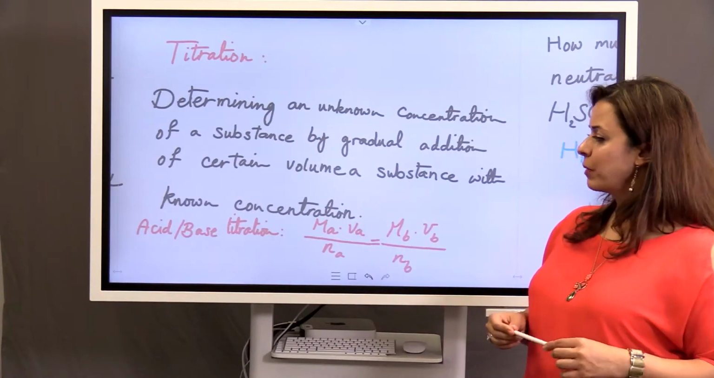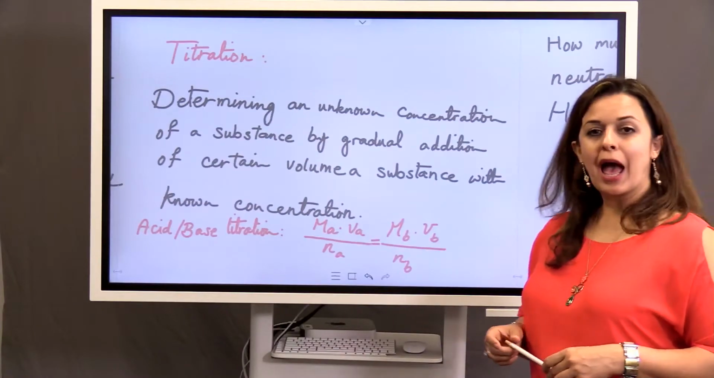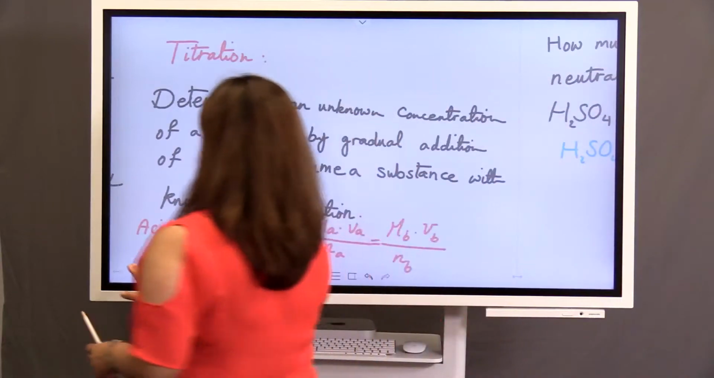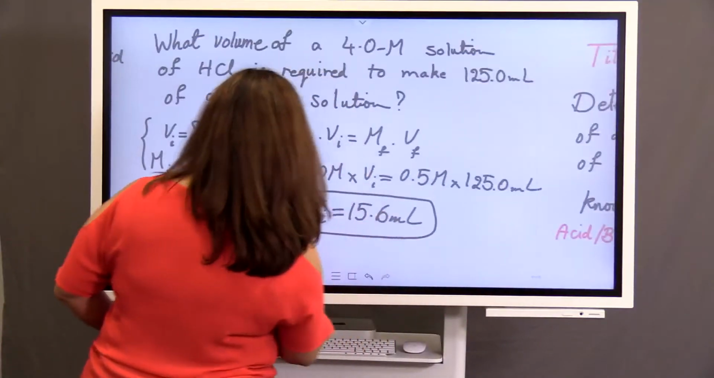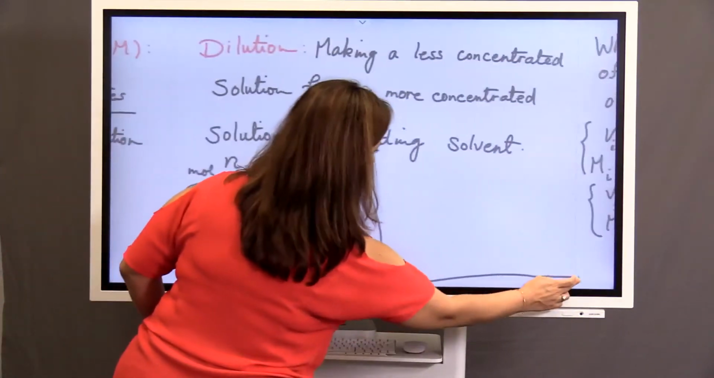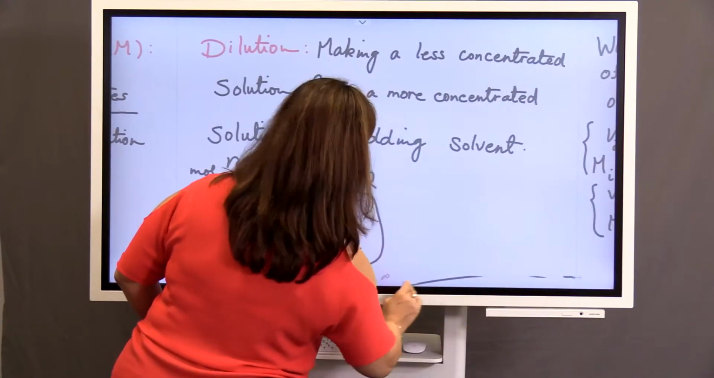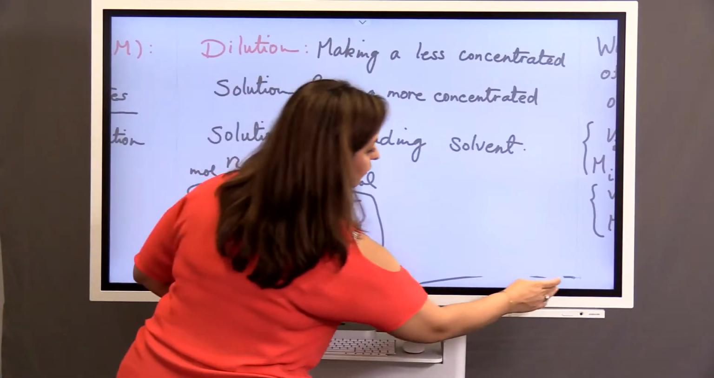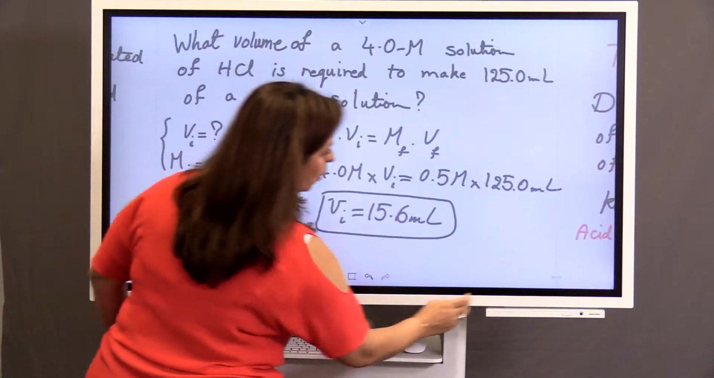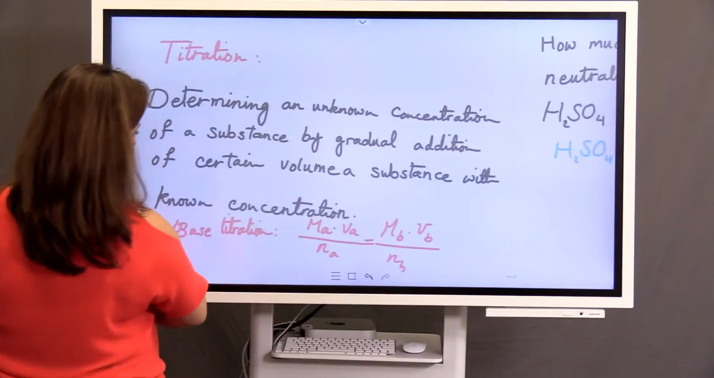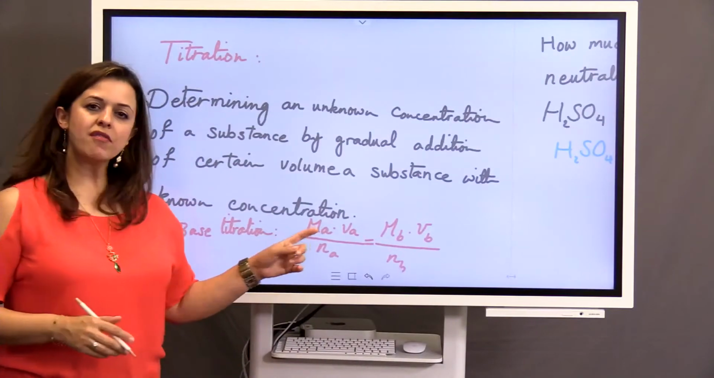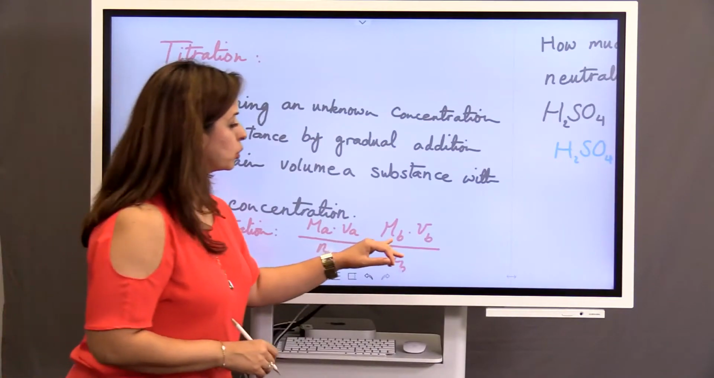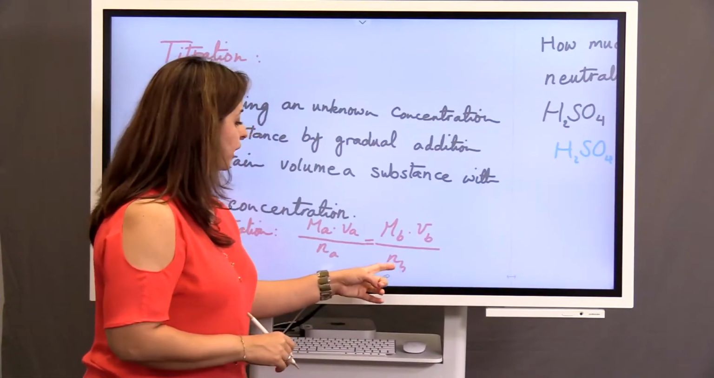So for acid-base titration, we have a modified form of the dilution formula. Take a look at the dilution formula again. What was it? MiVi is equal to MfVf. Let's go back to the titration, to acid-base titration. You see MAVA over nA is equal to MBVB over nB.